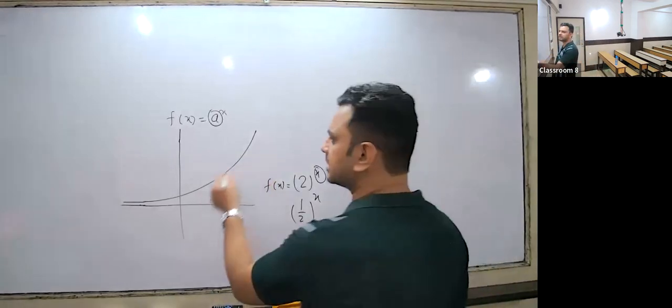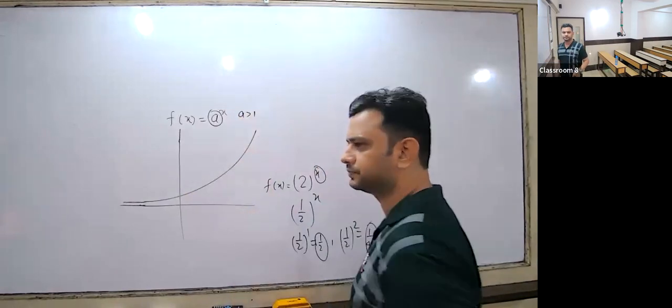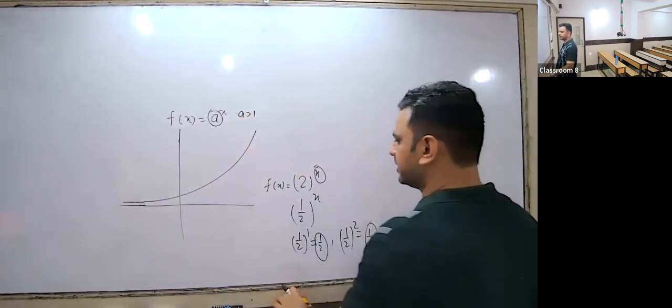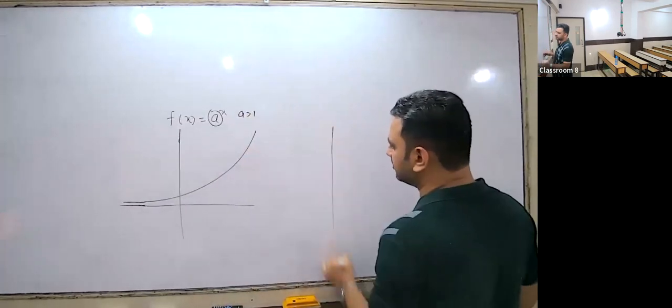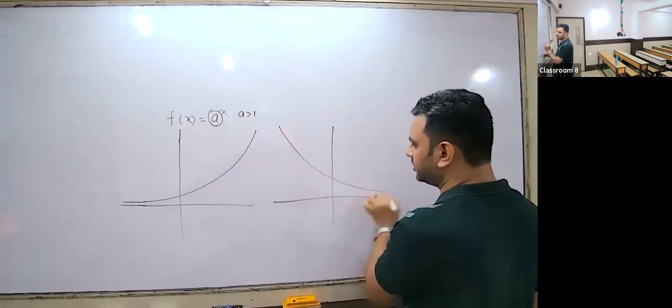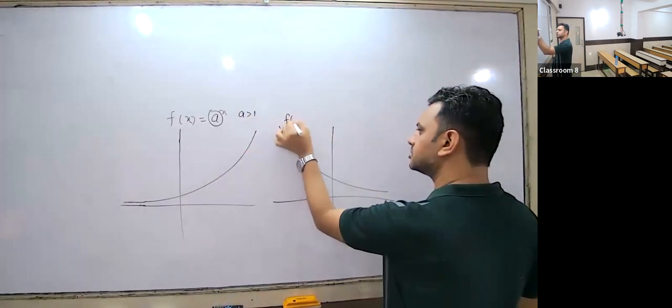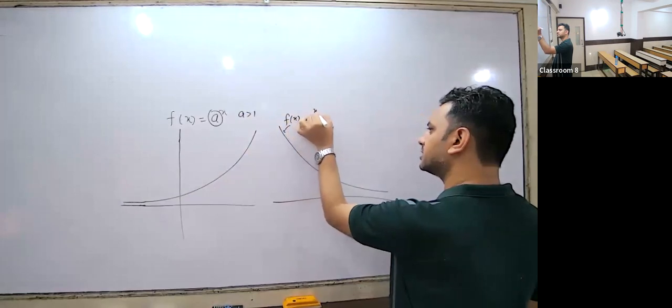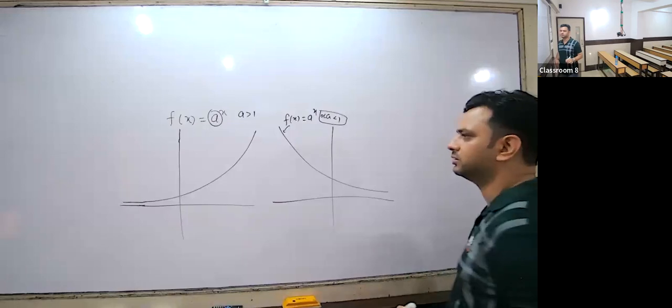So this graph is for when A is greater than 1. Clear? But if A is between 0 and 1, the graph will be like this. This is the graph of f(x) equals A power x when A is between 0 and 1. Clear?